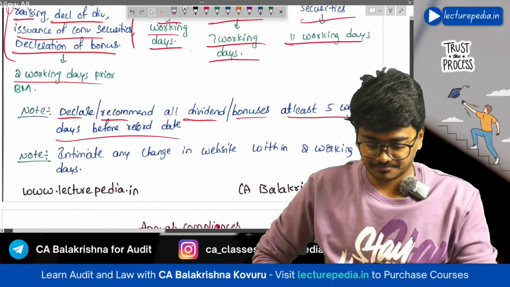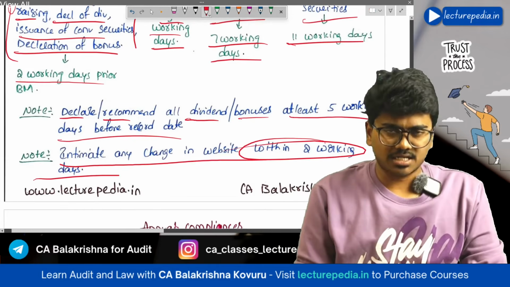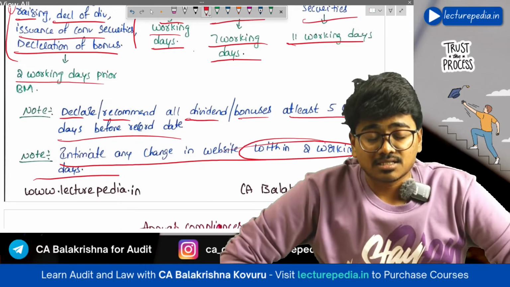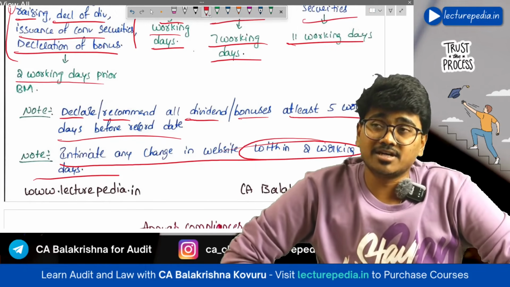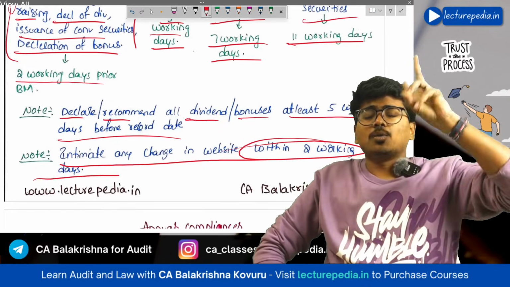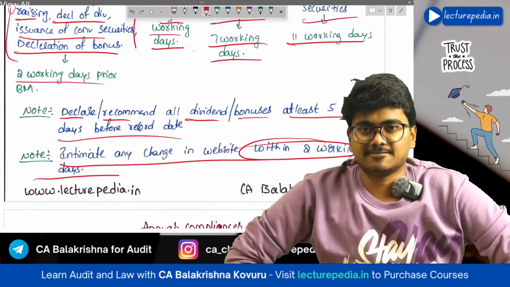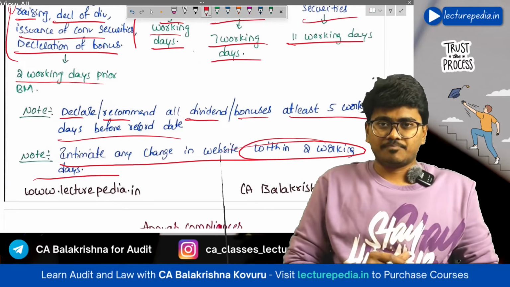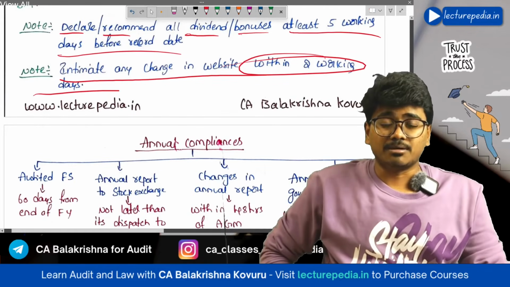Next, intimate any change in website within 2 working days. If you have made any change in your website, then intimation about such change has to be given to the stock exchange within 2 working days from the date of such change in the website. Hope that is clear. See, all these are compliances. Those are quarterly compliances.